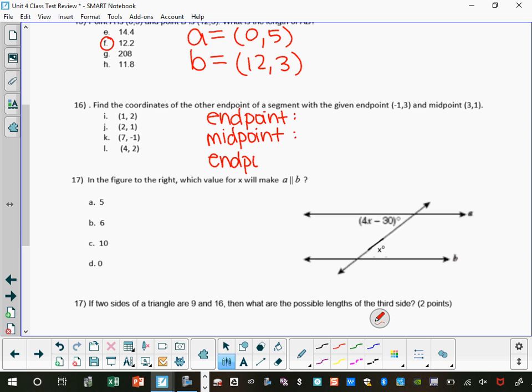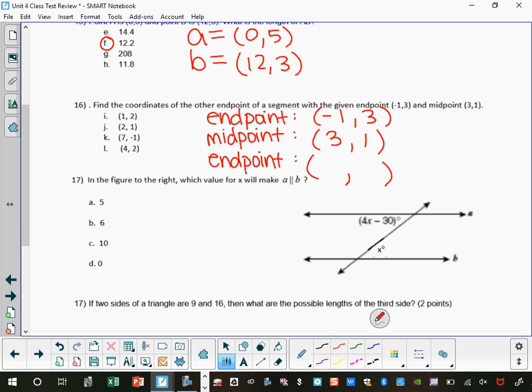endpoint. We did this in Unit 1, but somehow it was just a little too confusing. So we're going to go over the way that we did it originally, and we're going to do Desmos. You just have to make sure that you know what they're asking you to find, okay? So for the first one, what's our first endpoint that they gave us? -1, 3. My midpoint, they gave us 3, 1. I don't know what my other endpoint was. That's what I have to find out.